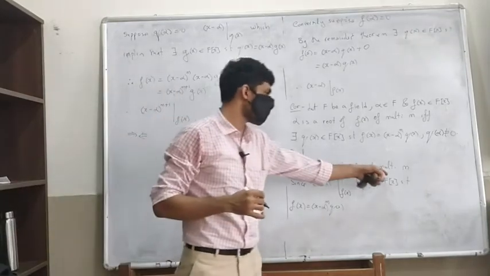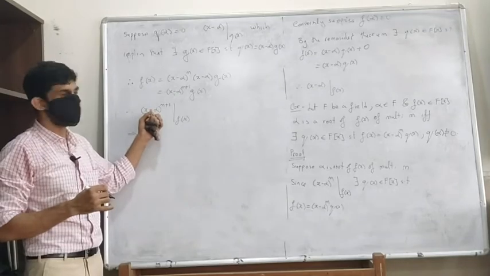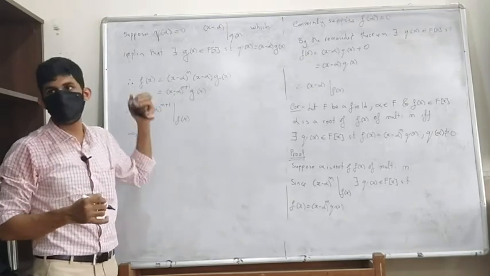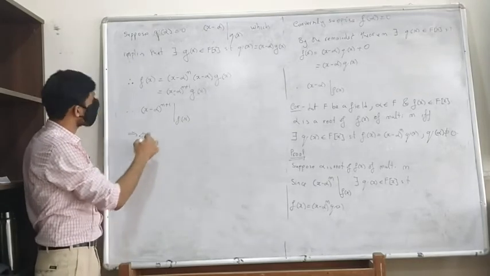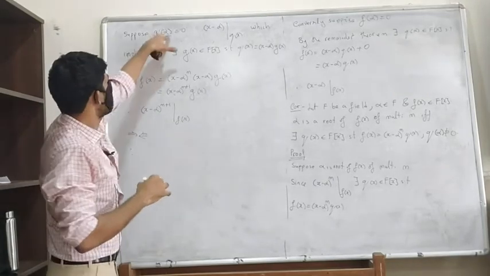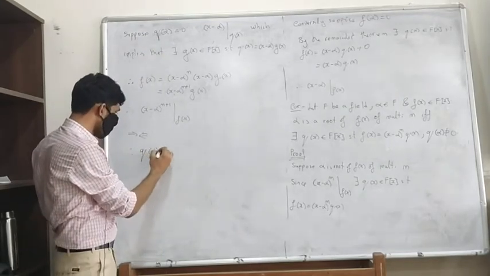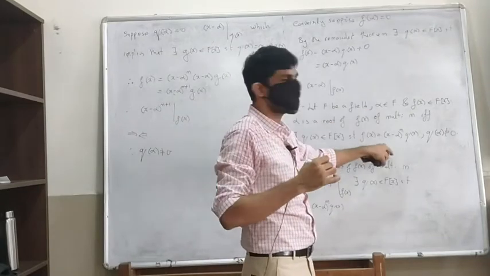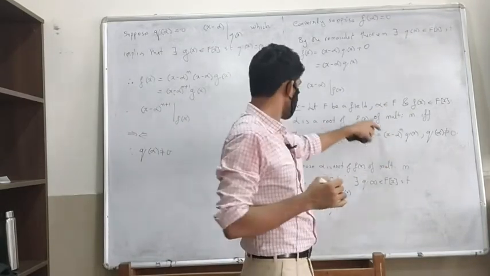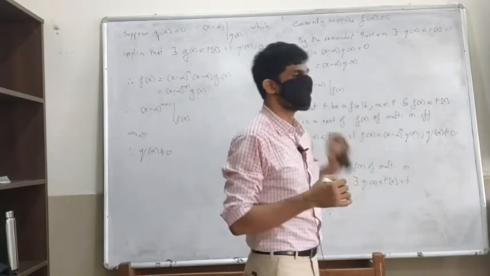Because m is the multiplicity of f of x, we know that x minus alpha raised to m plus 1 does not divide f of x. So therefore, since this is a contradiction, it means that this is false. So therefore, q of alpha should be non-zero. So we have proved that this implies this. If this is a root of multiplicity m, then this happens. Now we have to prove that this implies this.